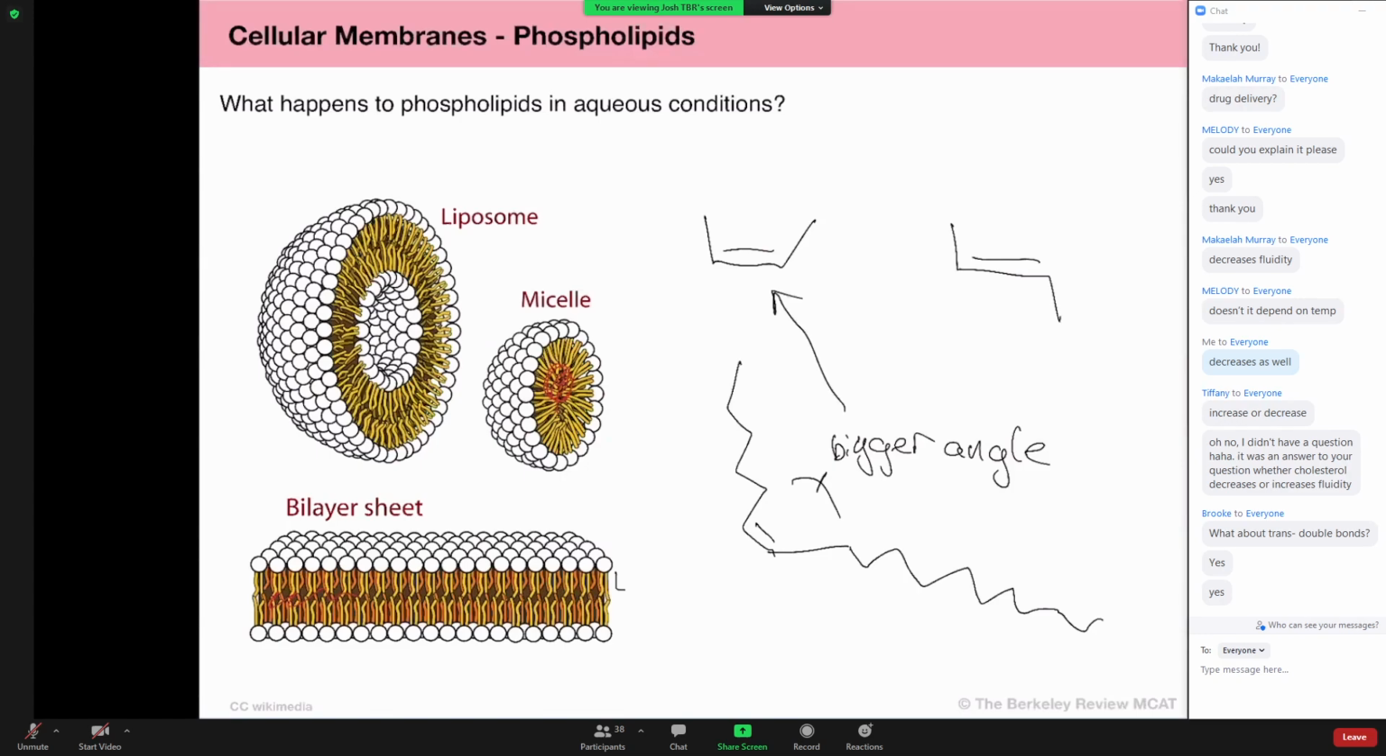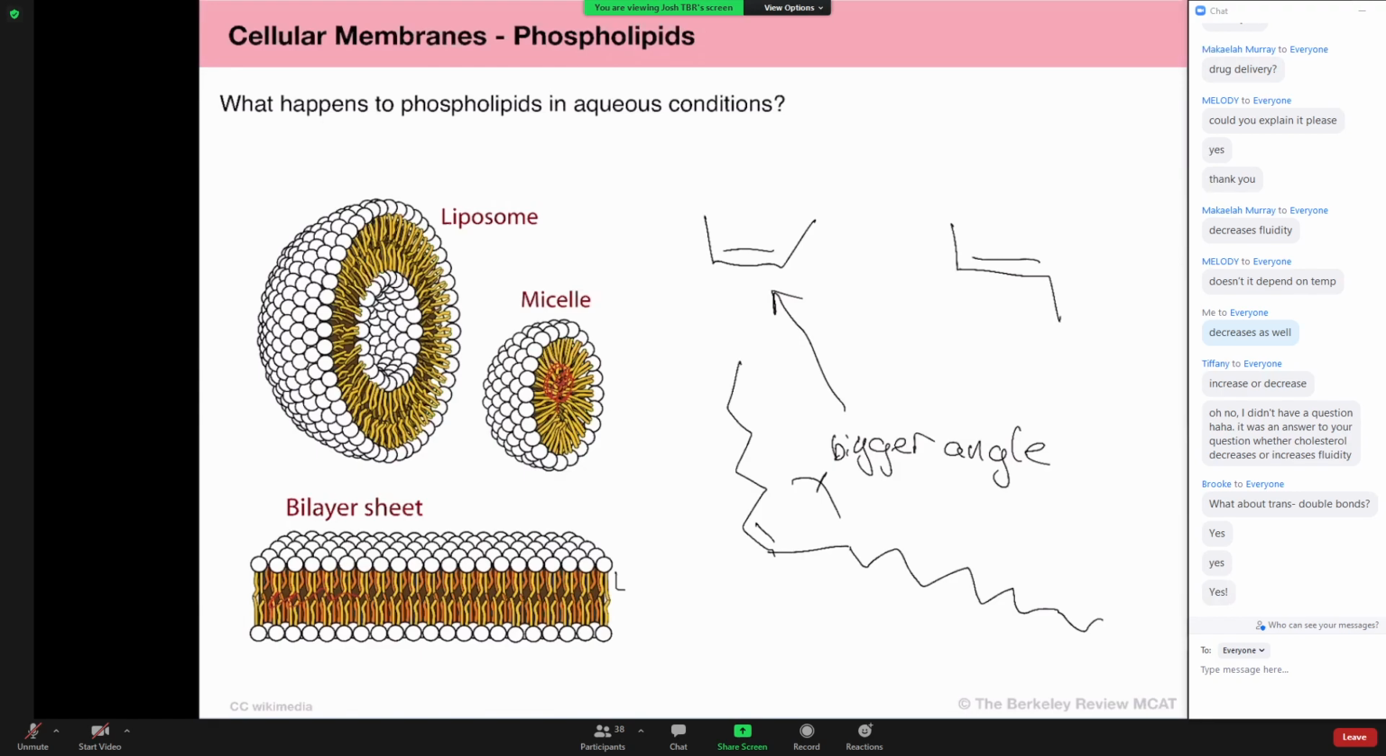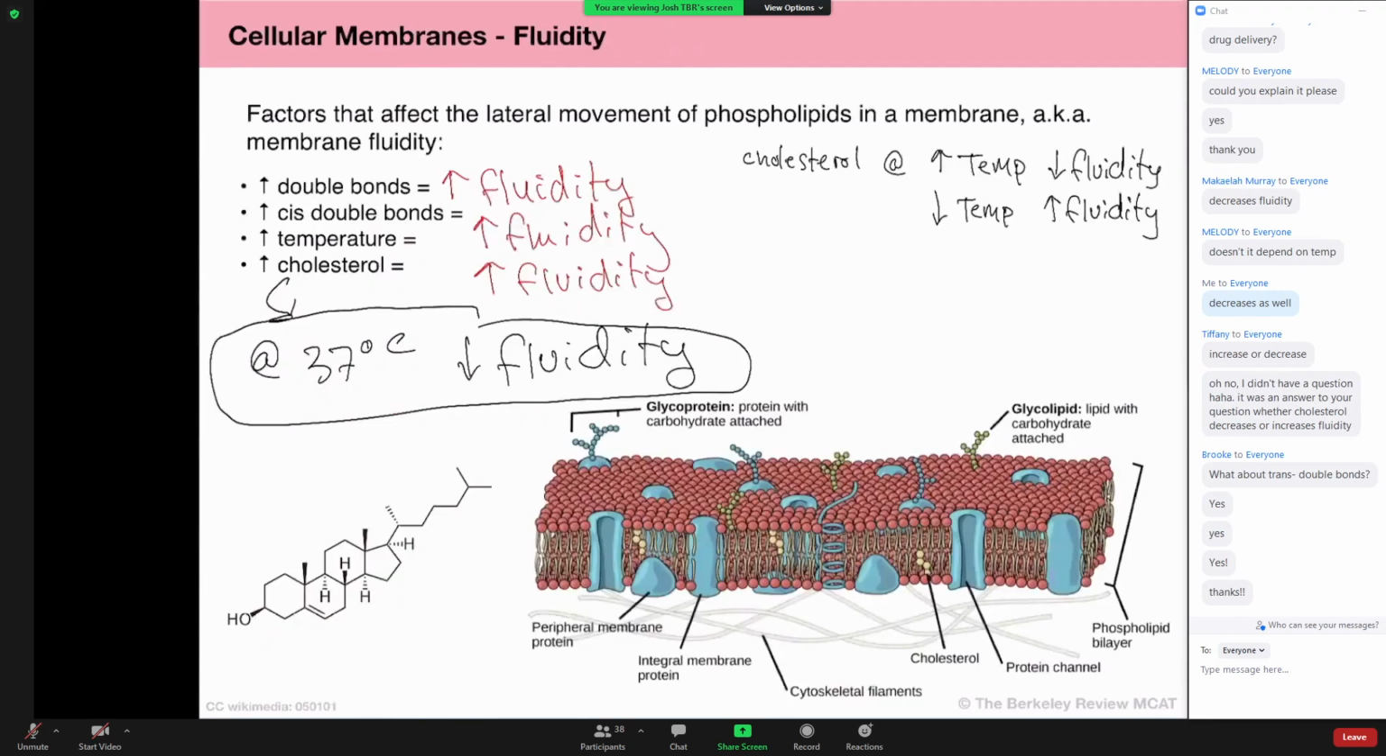In cis, trans will have a smaller angle. Does that make sense, Brett? Awesome, great question. Okay, let's keep going.